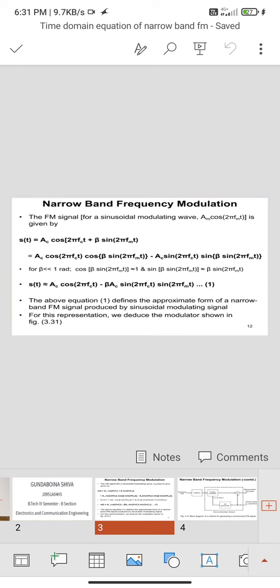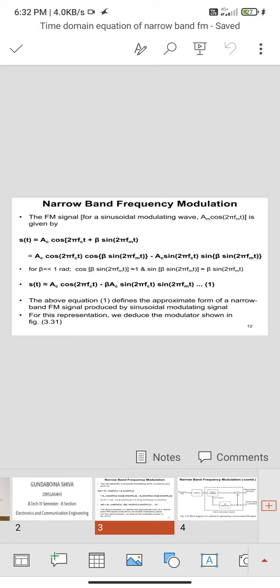Narrowband frequency modulation. The FM signal for a sinusoidal modulating wave Am cos 2 pi fm t is given. S of t equals Ac cos(2 pi fc t + beta sin 2 pi fm t), which equals Ac cos 2 pi fc t cos(beta sin 2 pi fm t) minus Ac sin 2 pi fc t sin(beta sin 2 pi fm t).